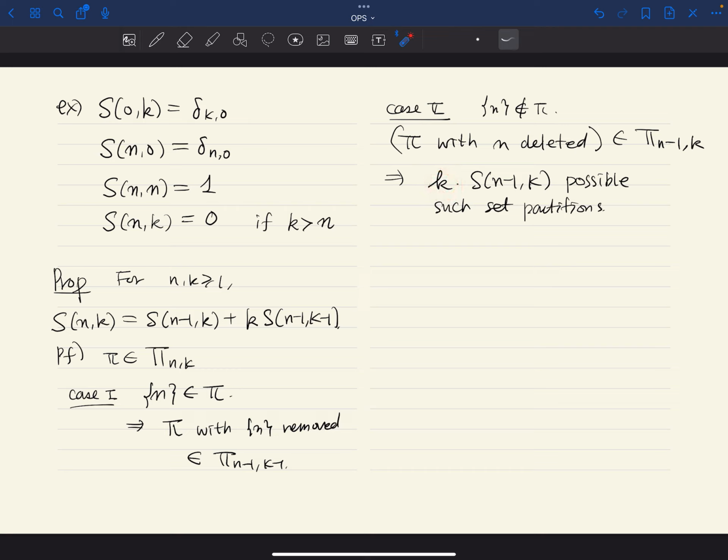So this is S(n minus 1, k minus 1), and this is k times S(n minus 1, k). So we just add them together. Oh, sorry, this is just n. So that's going to be this. Okay, so it just follows from the definition.